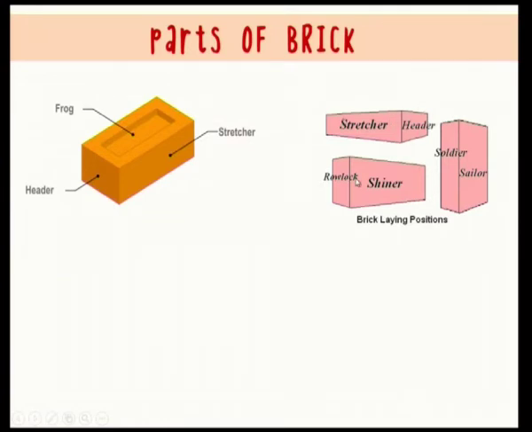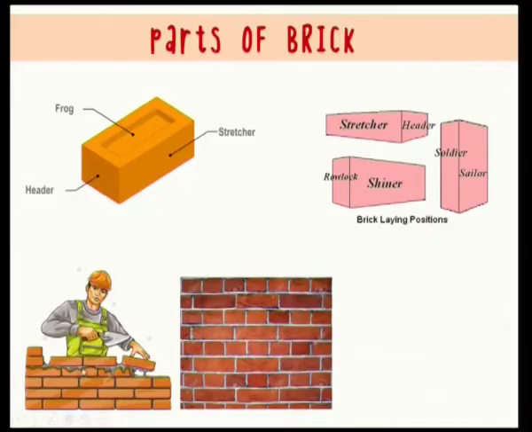When it is laid on edge, then the longer face becomes shiner and the smaller face becomes rowlock. When it is laid to stand, the larger face is called sailor and the smaller face is called soldier. So the different nomenclature given to the different faces of the bricks depends on the way the brick is laid.